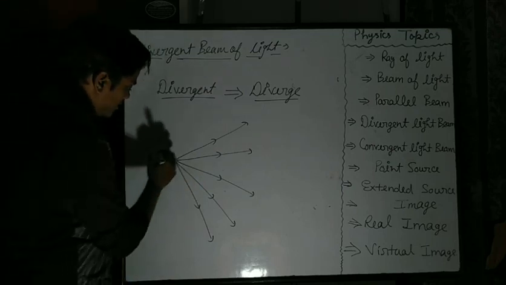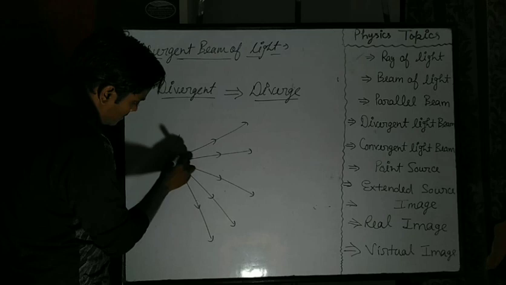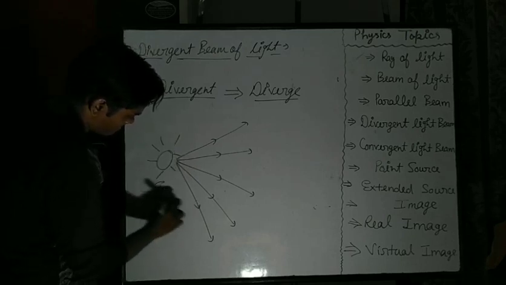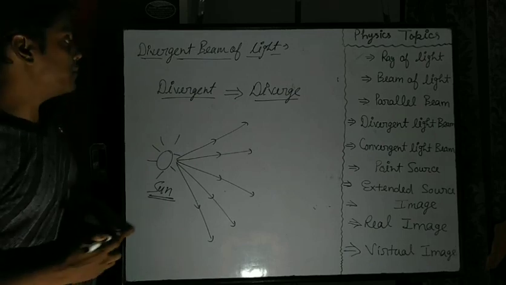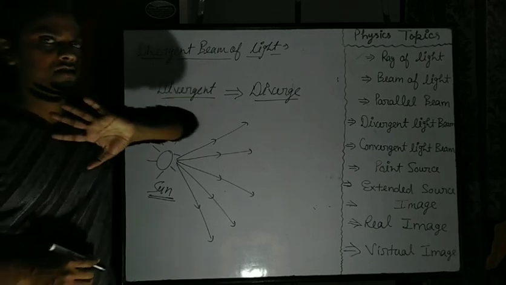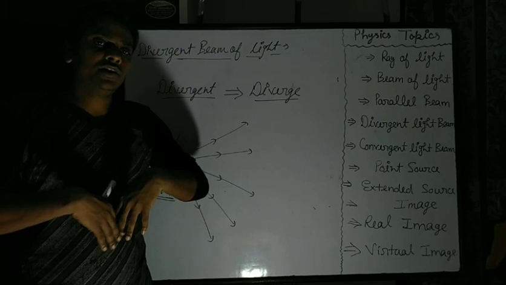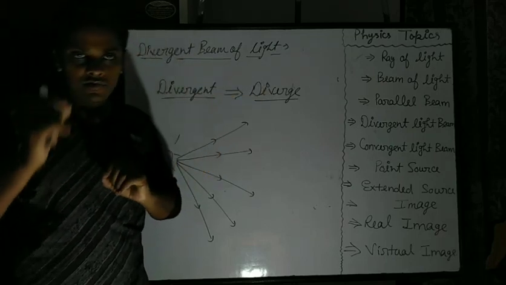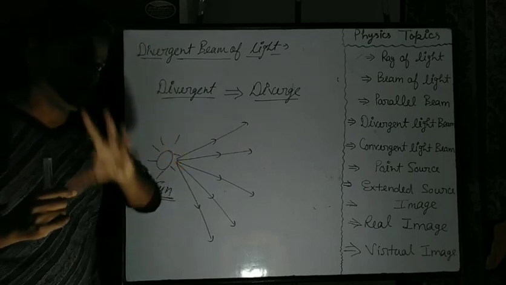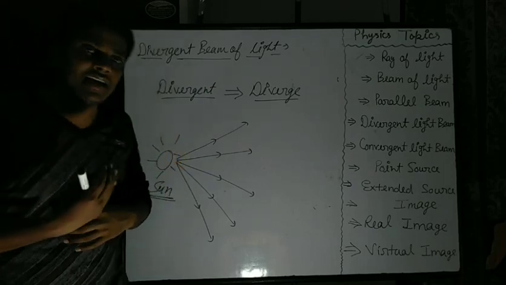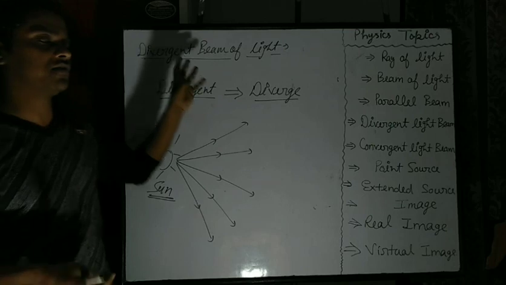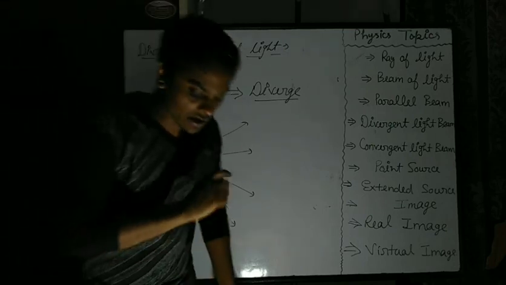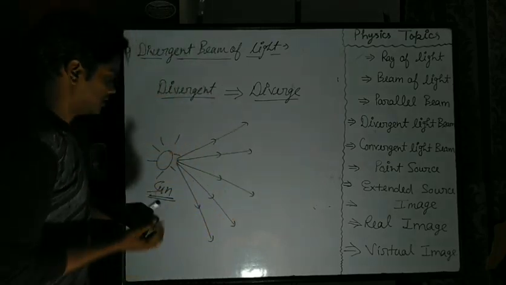Okay, as you have seen in the sun. Sun is the example of divergent beam of light. From the sun, all the rays spread out throughout the earth. Each and every corner, each and every surface of the earth is surrounded by the sunlight because of this property, divergent beam of light. Okay, now the next one, the convergent beam of light.